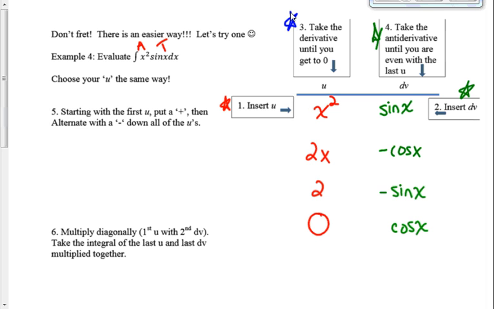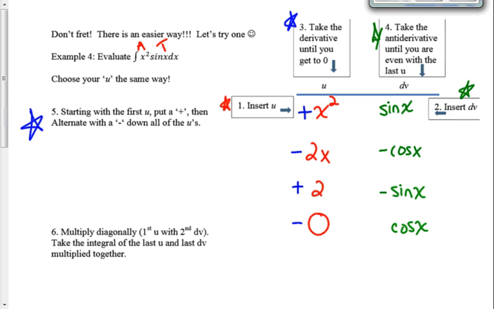Step 5. Starting with the first u, put a plus, and we're going to do that in front. Then alternate with a negative down all of the u's. So a plus went in front of the first u, a negative goes in front of the next one, a positive goes in front of the next one, and a negative goes in front of the last one.